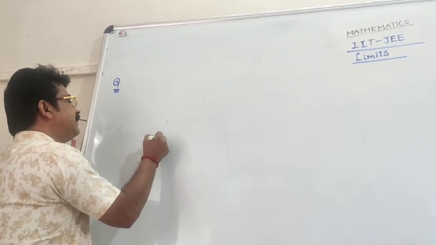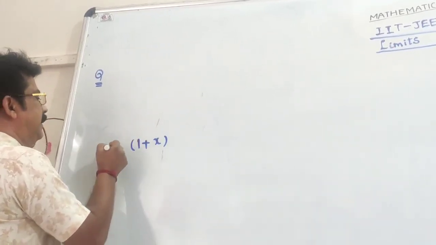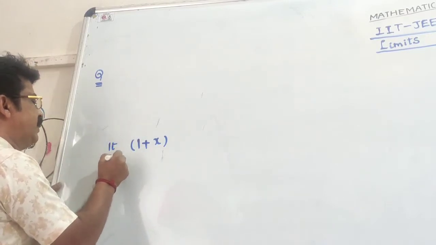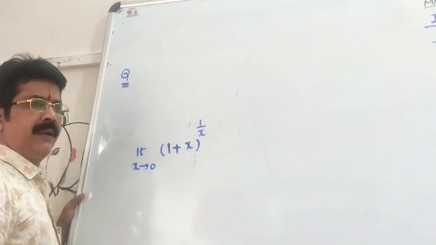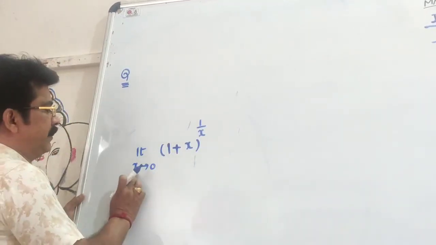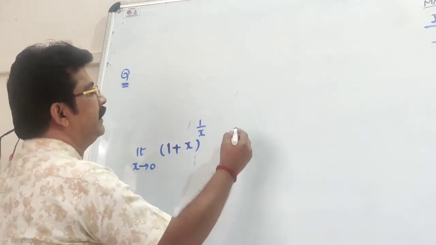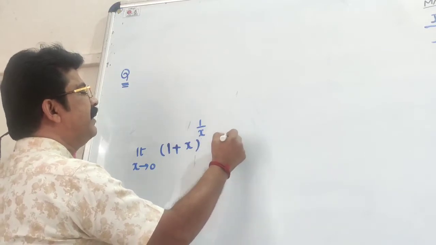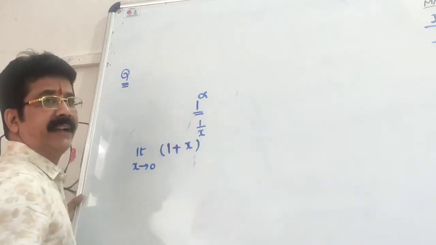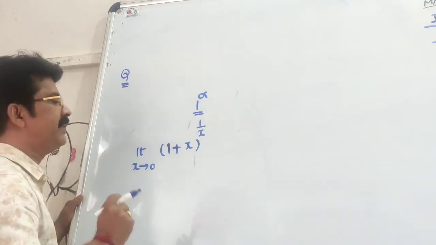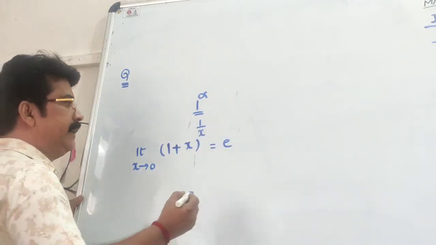Before that, let us recall the basic formula. Limit x tends to 0 of (1 plus x) whole to the power of 1 by x. Actually, on direct substitution, put x equal to 0, 1 plus 0, 1 power infinity. So it is in the form of 1 power infinity. Now we are discussing 1 power infinity forms. Actually, it is directly e, remember.